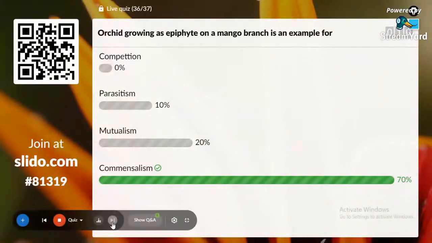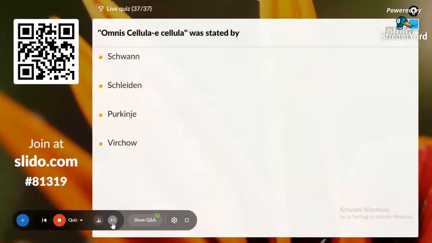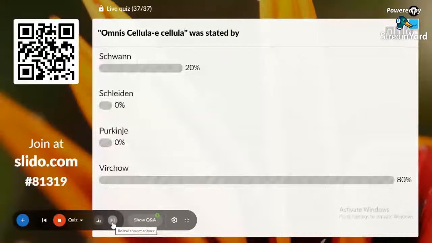Last and final question for the day, the most expected question from the biology NCERT syllabus. Omnis cellula e cellula, a 2019 NEET question, a direct question you can see in your NEET 2019 biology paper. Omnis cellula e cellula, all cells arise from pre-existing cells. This was stated by Schwann, Schleiden, Purkinje, or Virchow. Theodor Schwann, Matthias Jacob Schleiden, Purkinje, and Virchow.